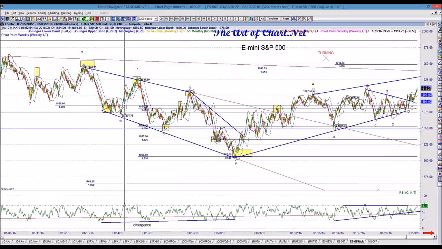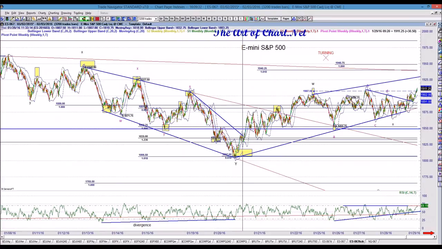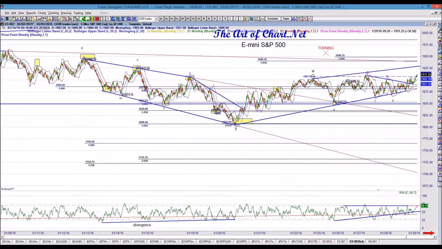So you could count this as a WX. Here would be your Y. Now, I did not count it this way, okay? This would be the traditional way of counting it in an Elliott sequence, okay? You would get 3 waves back, and then you would expect lower prices. And you would expect lower prices down to the 2.618 down to 1731.